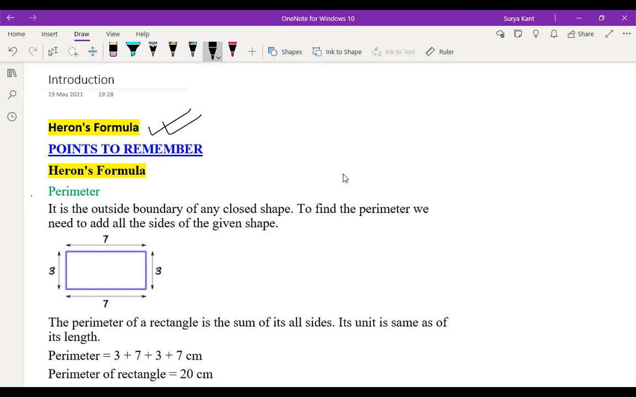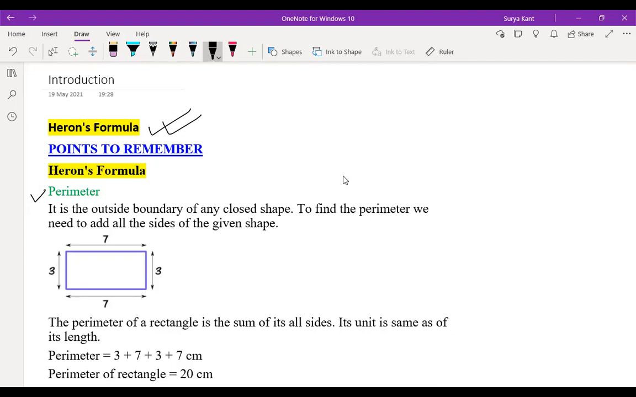Before going to Heron's formula, we are just going to read a few basic concepts. That is the perimeter of a triangle. Do you know the perimeter of a triangle? Perimeter is nothing but if you add all the sides, you will get the perimeter. It is the outside boundary of any closed shape. To find the perimeter, we need to add all the sides of the given shape.